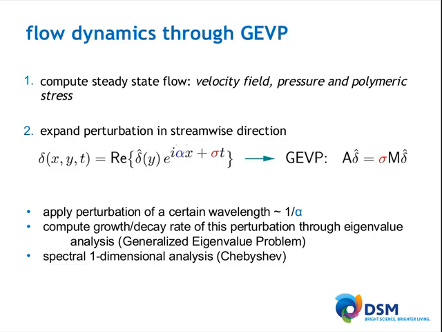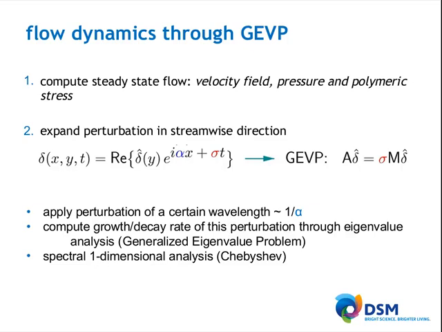So then if you want to know something about the transients, about the dynamics of these types of flows, the typical approach is what we call a generalized eigenvalue analysis. The way that works is simply by computing a steady state flow in terms of velocity fields, pressure inside the die, and the polymeric stress inside the die, and then expanding this steady state flow field in the streamwise direction. Now, there are a few things that are important here.